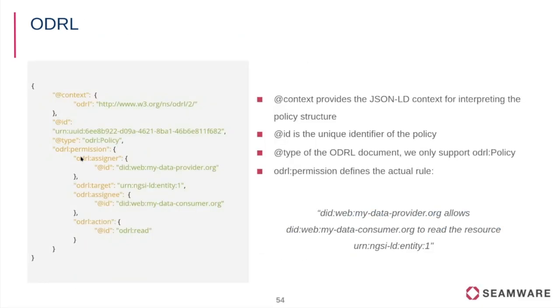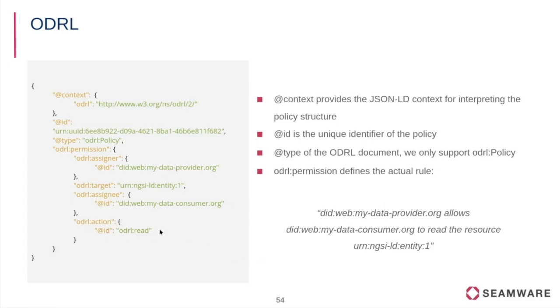So we have an assigner. The assigner is the one that gives the permission. So we are the data provider, and we are allowing something to do something. We're defining a target. This in this case is a single entity in NGSILD, and we're assigning this permission to someone. So this entity is now allowed to use this permission, and we're defining which action is actually allowed. In this case, ODRL read.